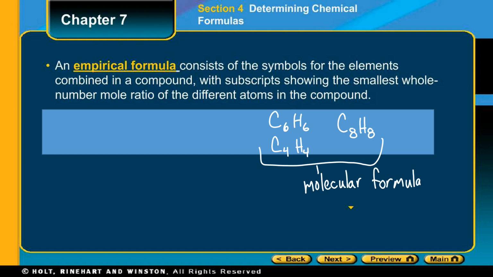All right. If I wanted to know the empirical formula for this, all 3 of those compounds have the same empirical formula. What would the empirical formula, the smallest whole number ratio, be for these? It would be 1, because all of them share the empirical formula of CH. And so this would be an empirical formula.